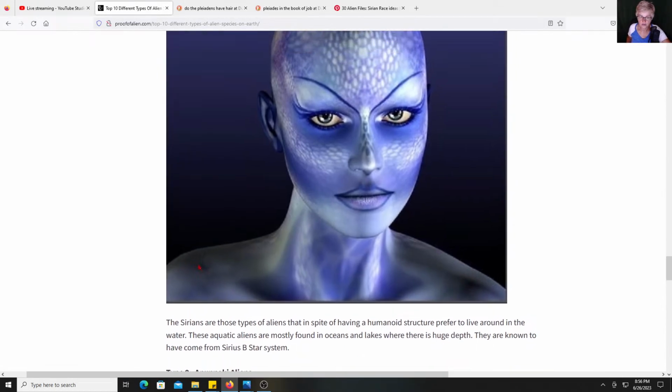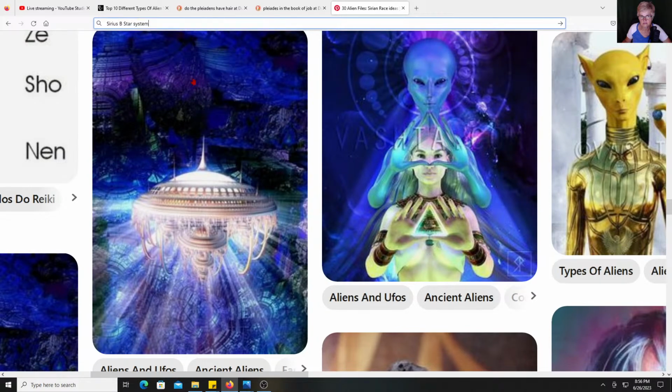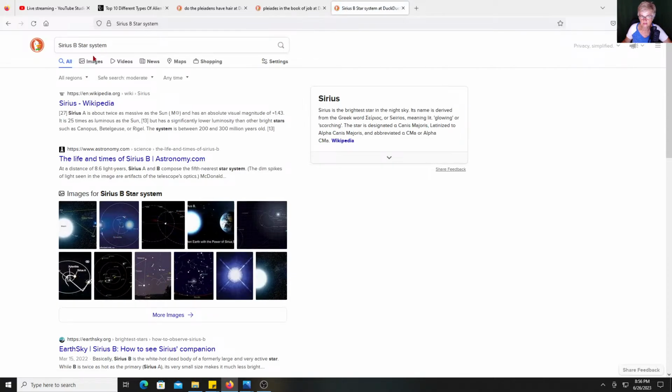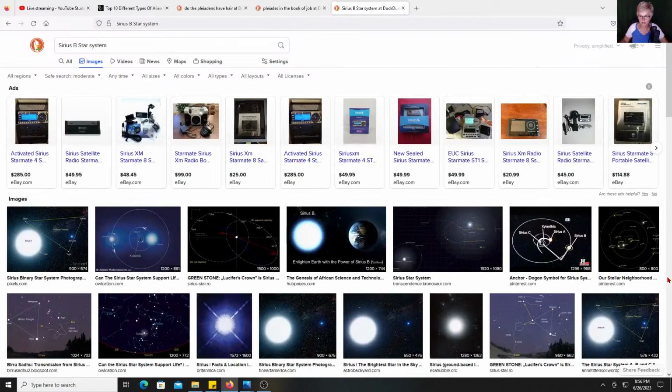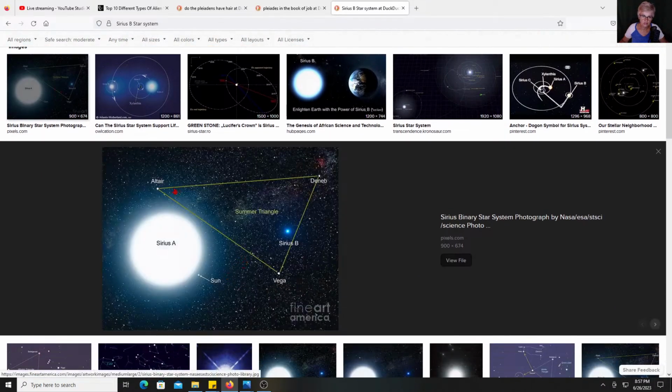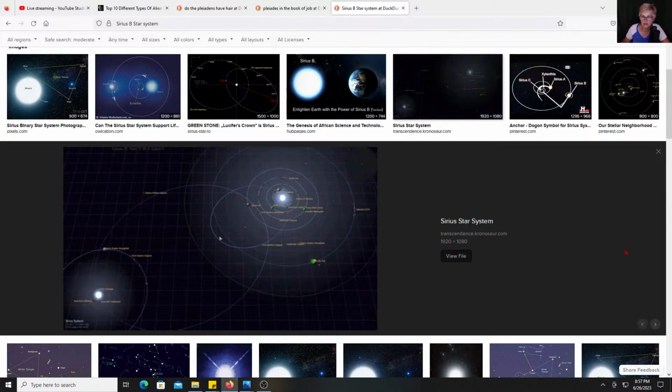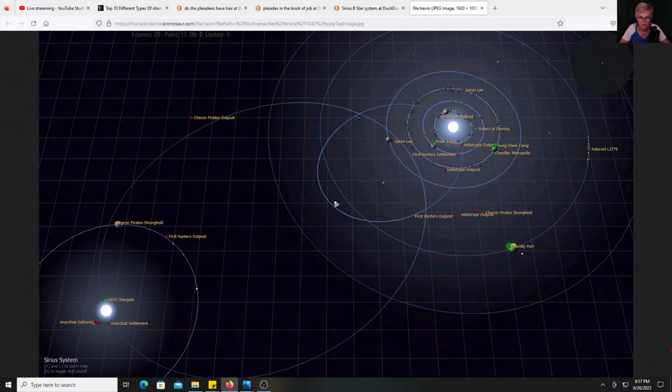Now let's come back. So we see the Syrians right here. They come from Sirius B star system. And if we were to look at it on a map, ta-da! Look at that. That's pretty cool looking. Look. Sumer triangle. Sirius A. Sun. There's the sun. Sirius B. Star system. Photographed by NASA. See where it's at right here, you all. Wow, we got a big full scale. Now, this looks really neat looking. There's a Stargate. Look down here. There's a Stargate down here.